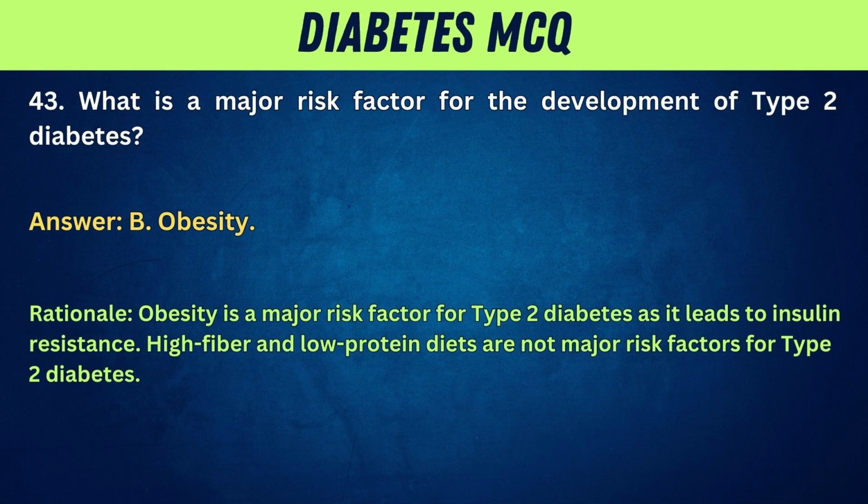Rationale: Obesity is a major risk factor for type 2 diabetes as it leads to insulin resistance. High-fiber and low-protein diets are not major risk factors for type 2 diabetes.